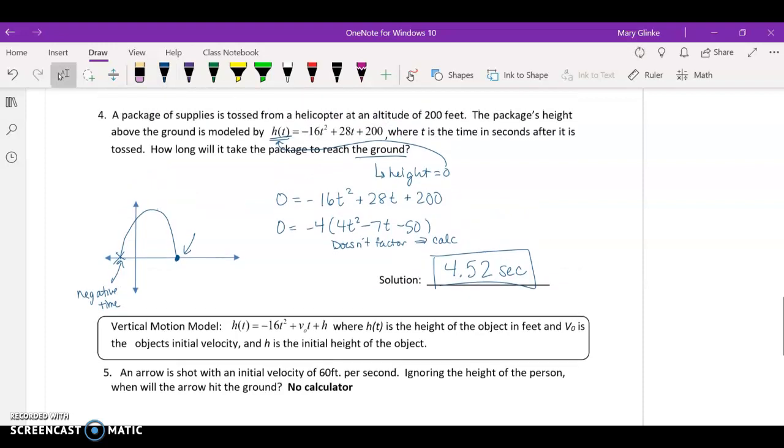So this equation that we had here represents your vertical motion model. The -16 out in front refers to the pull of gravity. There are two other variables. V0, or V sub 0, is the initial velocity. So in this problem above, the initial velocity was 28 feet per second. The H stands for the initial height. So the initial height here was 200, and you can see that that was actually in the word problem there.